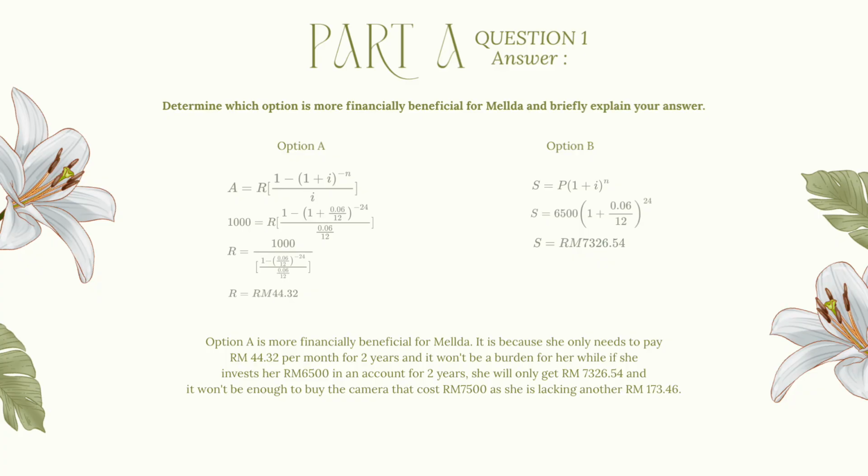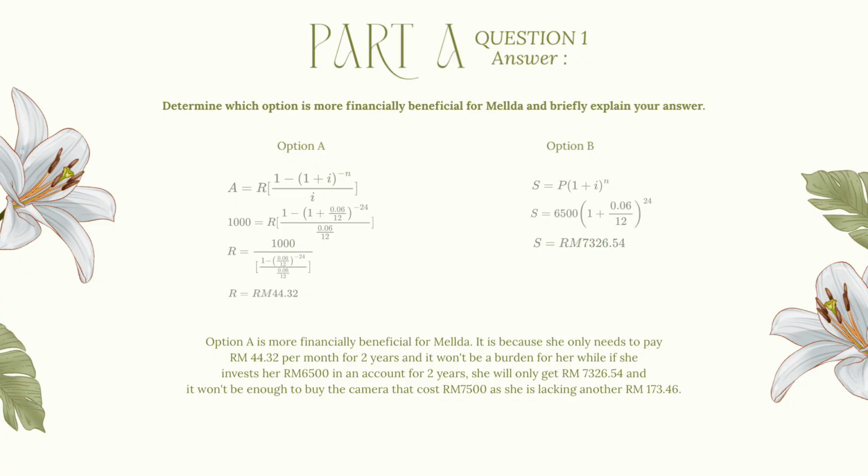Option A: R equals to (1 minus (1 plus i) to the power of negative n). Then 1000 equals to R (1 minus (1 plus 0.06 divided by 12) to the power of negative 24). Then R equals to 1000 divided by (1 minus (1 plus 0.06 divided by 12) to the power of negative 24). The answer is R equals to 44 ringgit 32 cents.